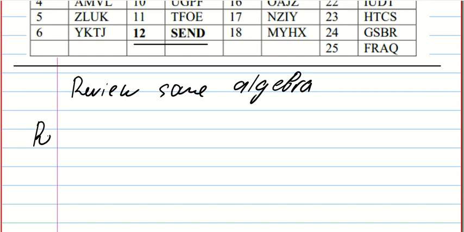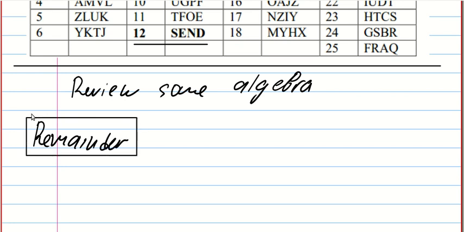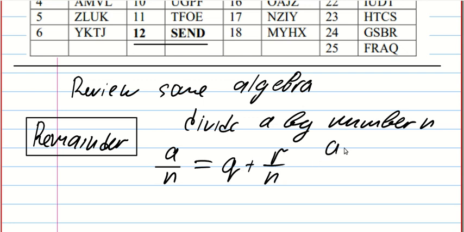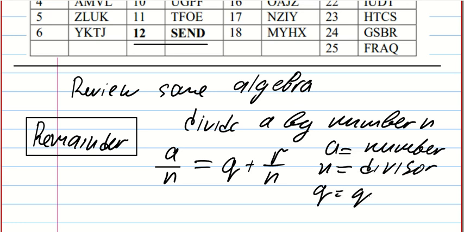So let's go back to the idea of the remainder. If we divide some number A by number n, A divided by n can be written as quotient plus the remainder divided by n. So A is a number, n is the divisor, Q is the quotient, and R is the remainder.